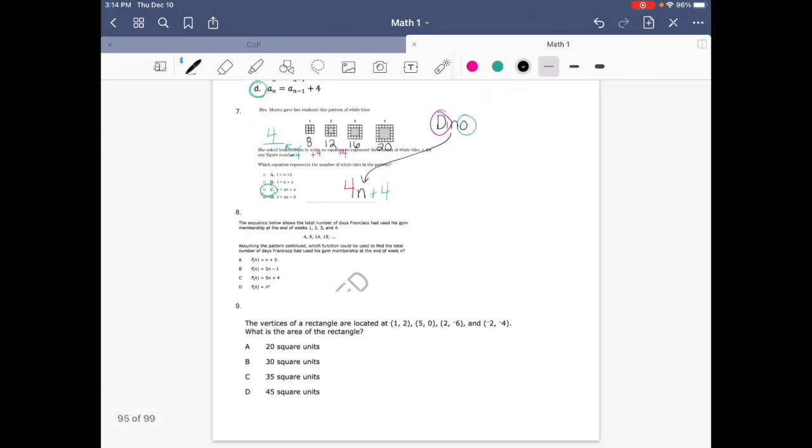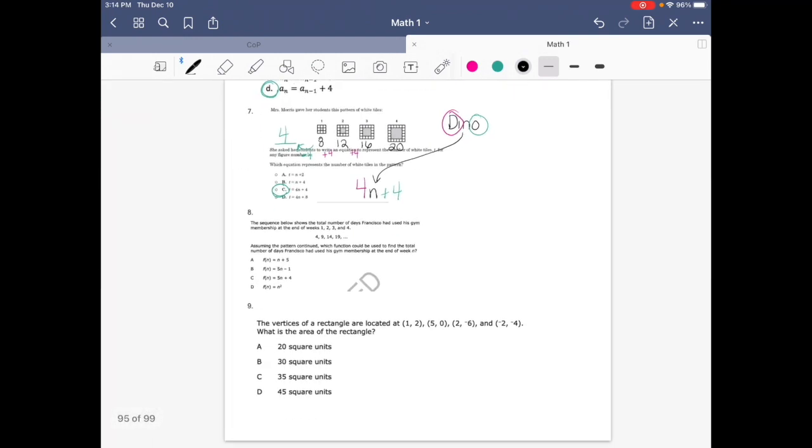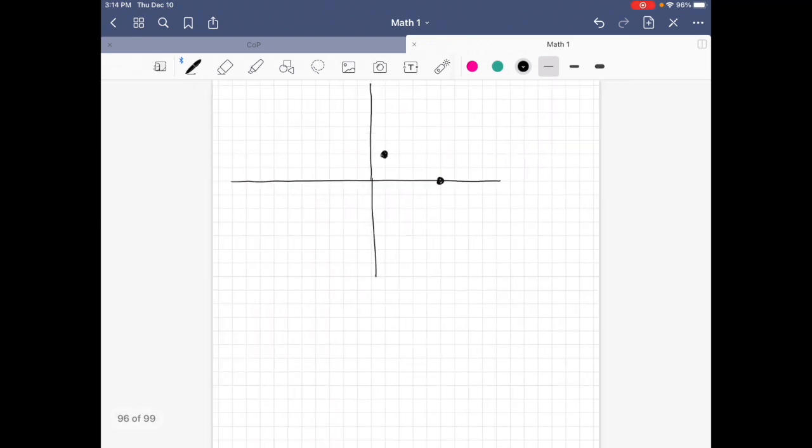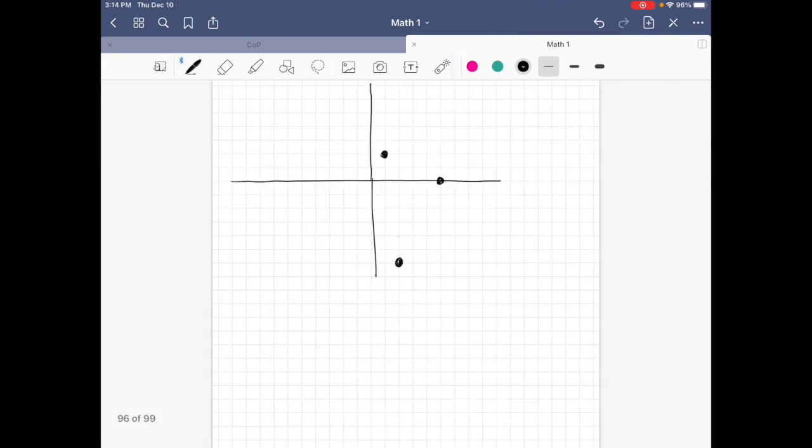All right, there's my first point. Then we have 5, 0. Then we have 2, negative 6. And then finally we have negative 2, negative 4. Now the problem asked me for the area.